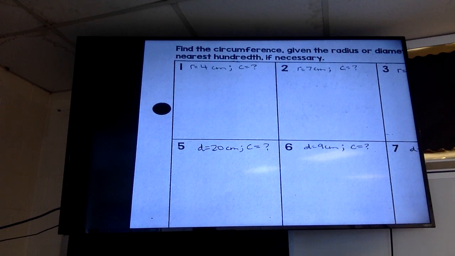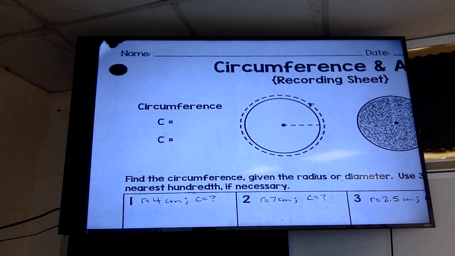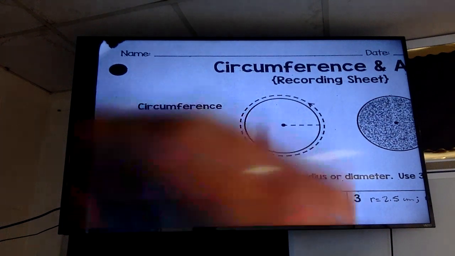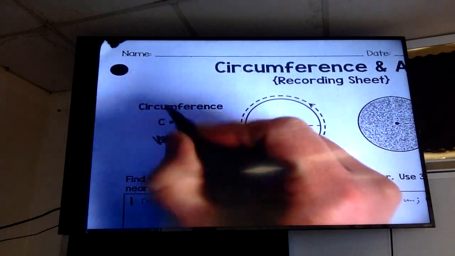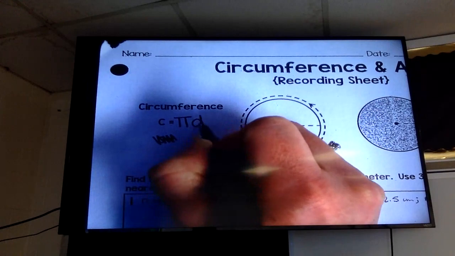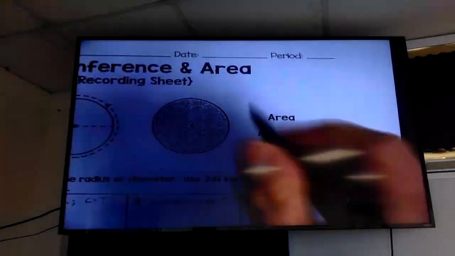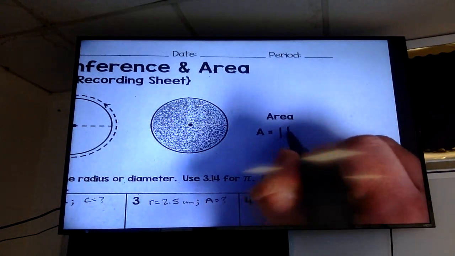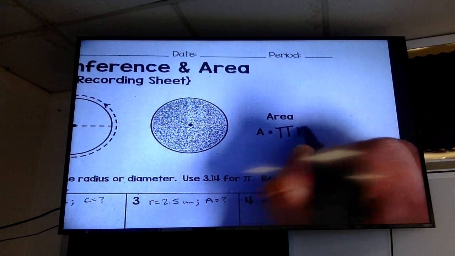All right, I'm going to help you with your puzzle here a little bit. So up at the top, I think we might have done this in class, but let's write down our circumference and our area formula. So I'm going to cross out one of these C's. So circumference, remember, is pi times diameter. And area, remember, is pi r squared.